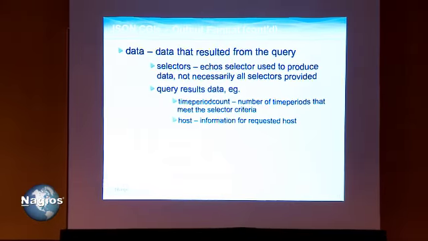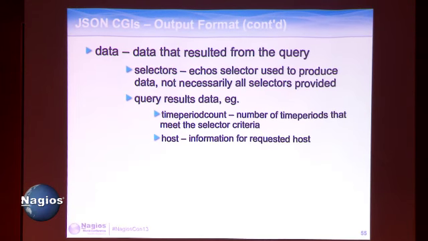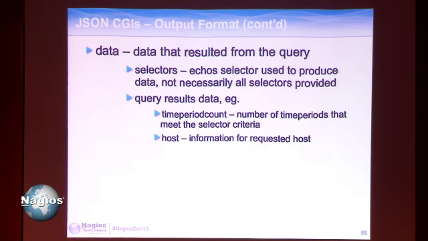What the selector object contains is the selectors that it actually used to fulfill your query. So for example, you send it a host and you say, I want the hosts in this host group and also services in this service group. Well, the service group doesn't make sense for a host group query or a host query. So the selectors will only return the host group selector because it didn't use the service group selector. So it allows you to see what was actually used to build the query results.